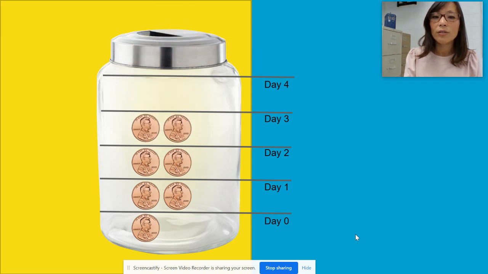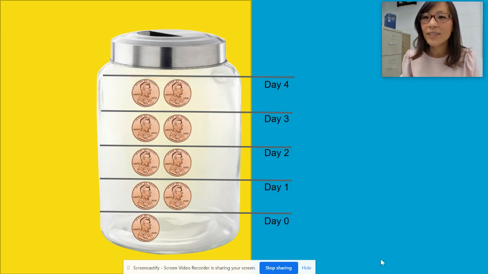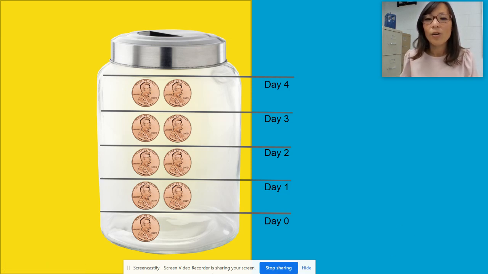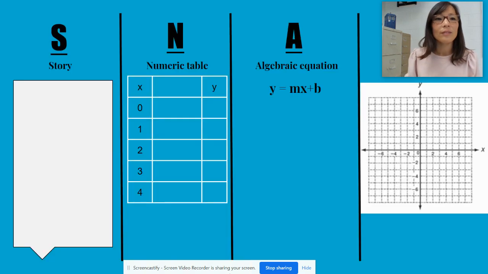Day 3, another 2 pennies. And so if we count the total amount, he will now have 7 pennies on day 3, and then he will have 9 pennies on day 4. However, he has been given a steady rate of 2 pennies per day. Let's look at the situation in words.